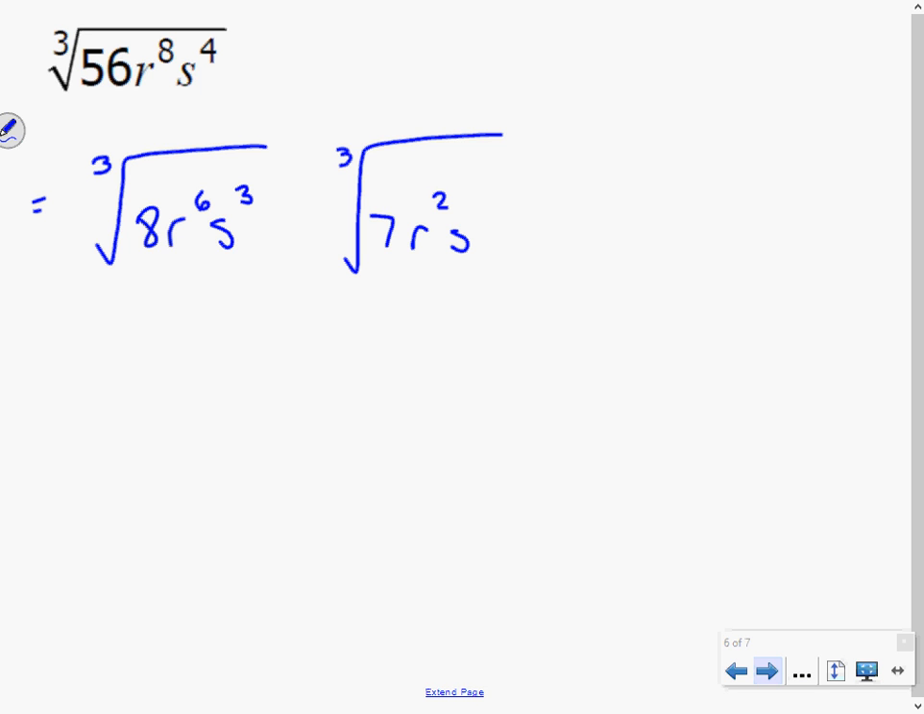So now on the left-hand side here, we can take the cube root of 8 to get 2, and then divide our exponents by the index to get r squared, s to the 1st. And we're left over with the cube root of 7, r squared, s.